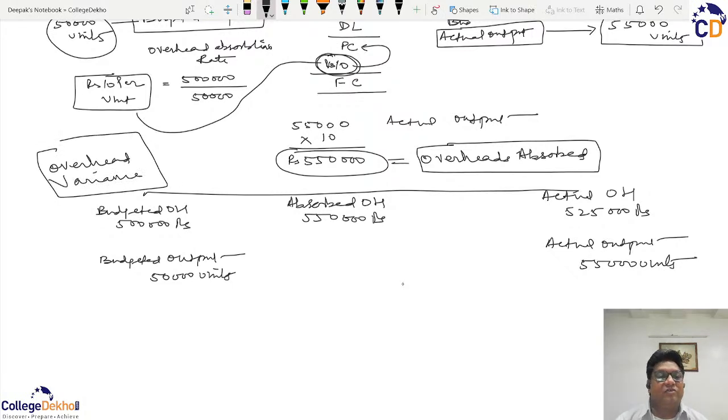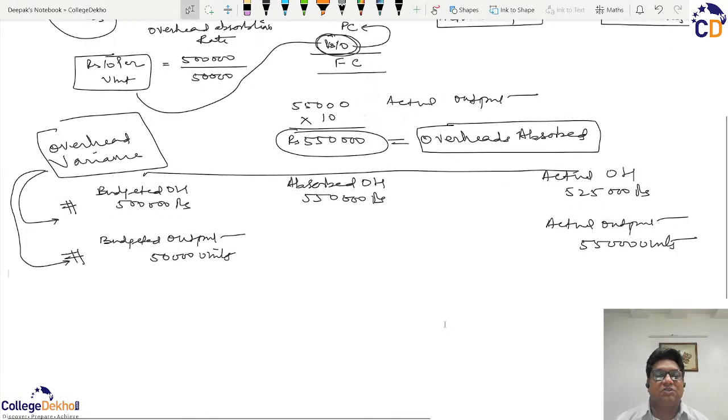And this overhead variance has to be analyzed for its reasons. The reasons are obviously primarily that the budgeted overheads have changed and the output has changed. So the reasons have to be analyzed by the nature of the impact on this variance, due to the quantum of overheads which have changed or due to the quantum of output which has changed.